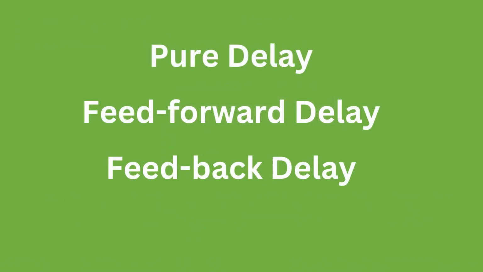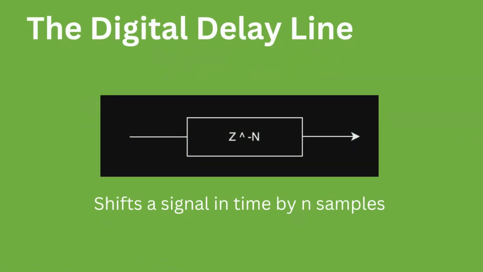So in our plugins we typically have 3 kinds of delay. We have pure delay, we have feed forward delay and feedback delay, and we use these different forms of delay to achieve different things. So an example of pure delay is just the standard digital delay line. Essentially you've got an input signal and you pass it through the digital delay line, and it will shift the signal in time by n samples. So that n can represent any amount of samples depending on the amount of delay that you'd like.